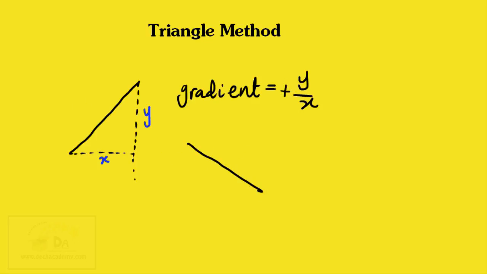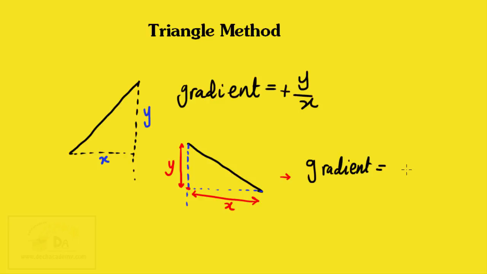Because if I had this line, to determine this gradient, I'll draw a vertical line downwards using a ruler. And I'll draw a horizontal line from the other end to meet the vertical line. I'll measure the height of this vertical line up to where it meets the horizontal line, call that y. I'll now measure the length of the horizontal line, call that x. The gradient of this line is also y over x, basically the height of this vertical line divided by the length of this horizontal line.